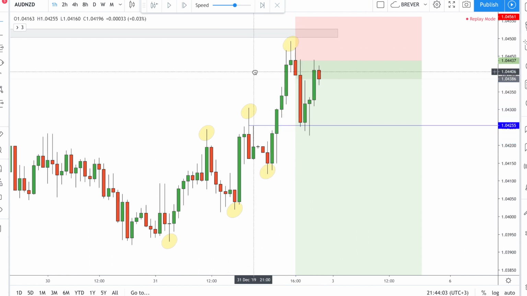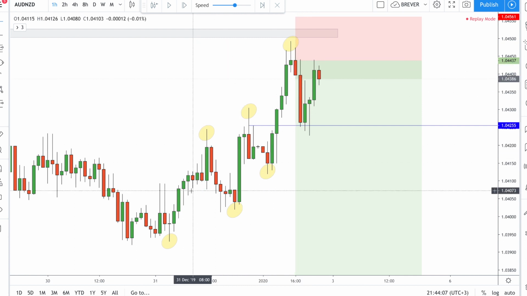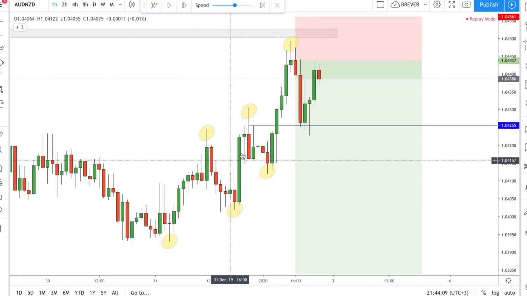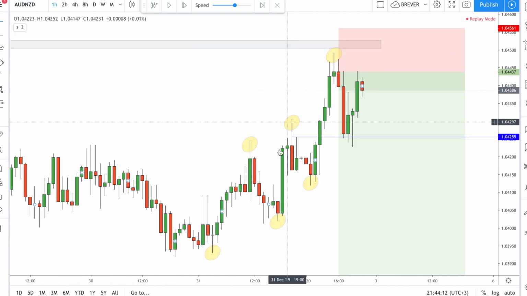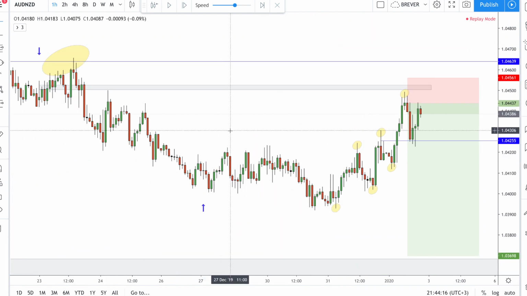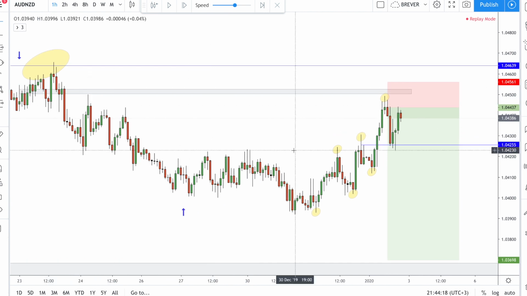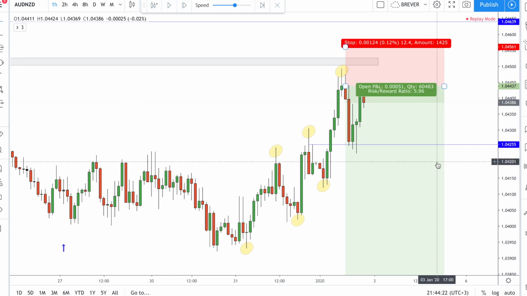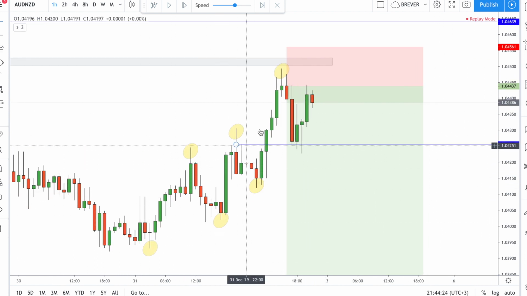So our entry here was not based on this market structure, but remember that does not mean you have to ignore this market structure. Our entry was based on the higher time frame market structure. This is where we got our entry, but this market structure will tell us when to break even.